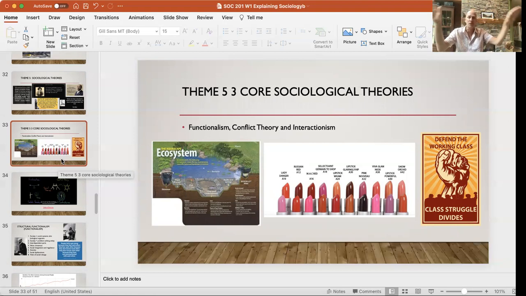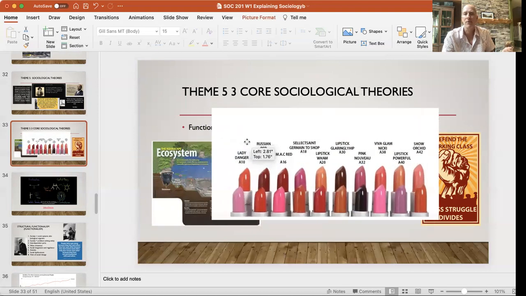We're just going to get the general lay of the land of these three theories. Functionalism: think about society as an ecosystem, a biological organism. Conflict theory: start thinking about distribution of power, equity, inequality. Ultimately, the goal of conflict theory is to understand, to advance more equity. And then interactionism is language, meaning, perspective.